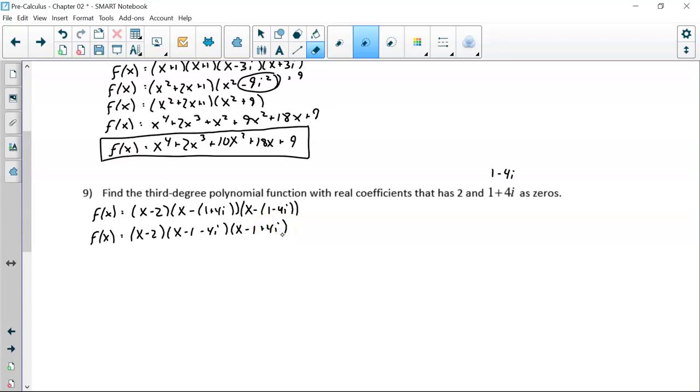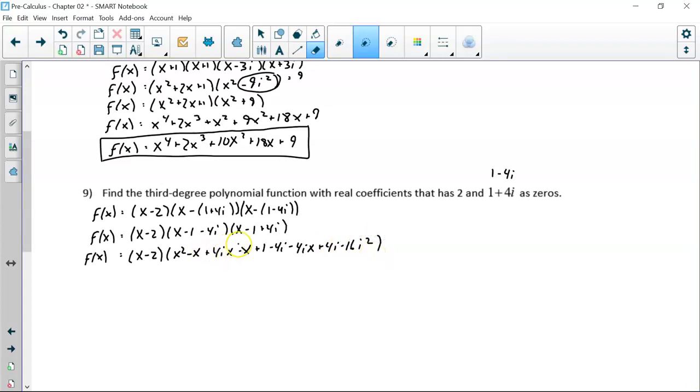Always multiply those ugly trinomials first. I'll show you two different ways to do it. First way is the long way. Distribute the x, the negative 1, the negative 4. So you get x squared minus x plus 4ix. Distribute the negative 1, so minus x plus 1 minus 4i. Distribute the negative 4i, so minus 4ix plus 4i minus 16i squared.